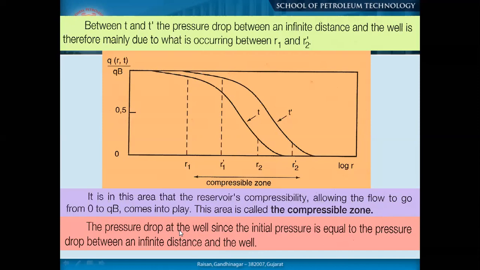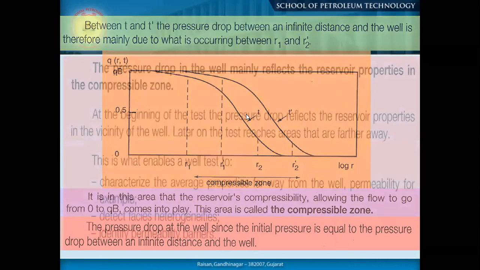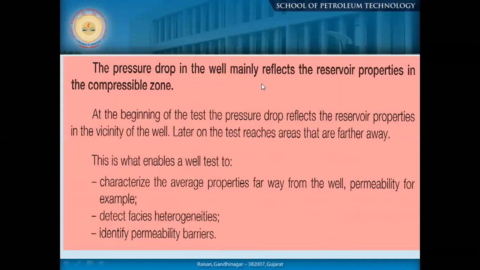So the pressure drop at the well, since the initial pressure is equal to the pressure drop between the well and infinite distance, this compressible zone is the main area responsible for the pressure drop. Okay, so the pressure drop in the well mainly reflects the reservoir properties in the compressible zone.